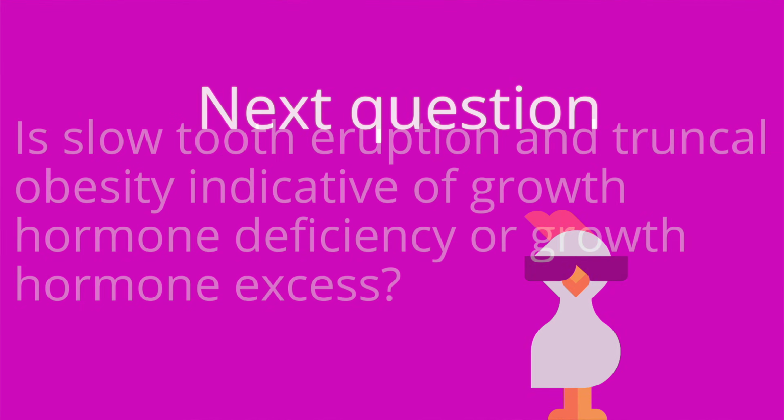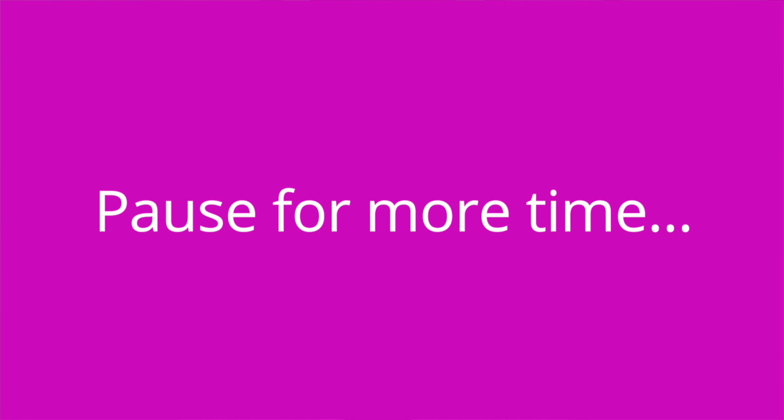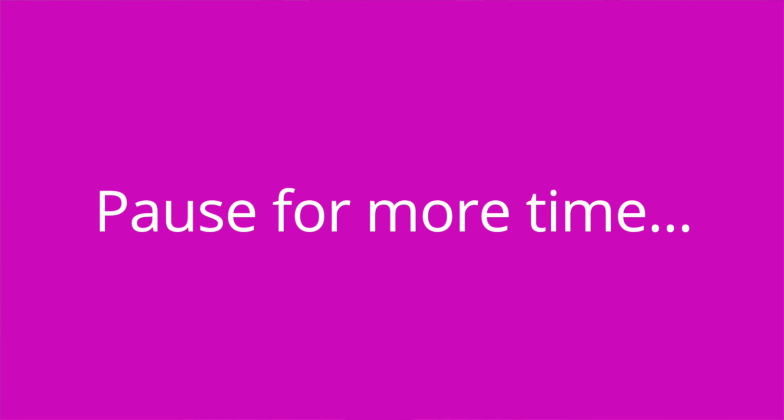Question number 2, is slow tooth eruption and truncal obesity indicative of growth hormone deficiency or growth hormone excess? The answer is growth hormone deficiency. Question number 3, when treating growth hormone deficiency in a child, when should growth hormone replacement therapy be discontinued? The answer is when epiphyseal closure has occurred.